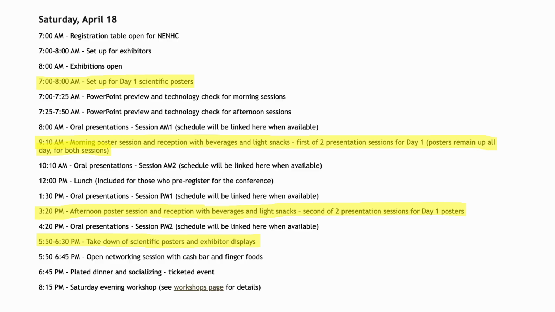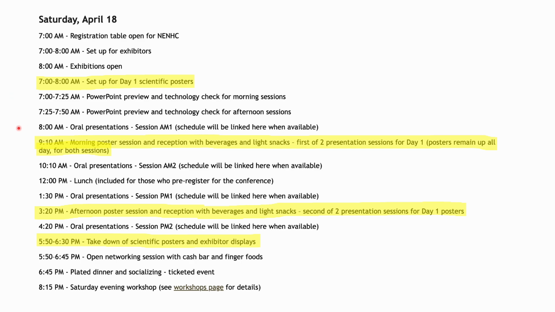This is an example of what a conference schedule might look like. So this is for the Northeast National History Conference. It typically happens in Burlington, Vermont. You see at the very beginning, they've got a registration table opens. There's setup time, and the exhibition's open, and then overlapping that time, you have your PowerPoint previews and you have your setup for your scientific posters. So that's all that setup information.